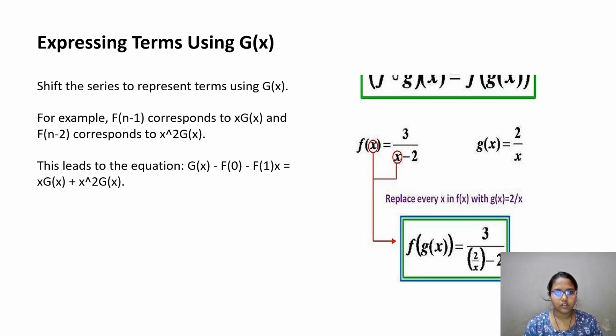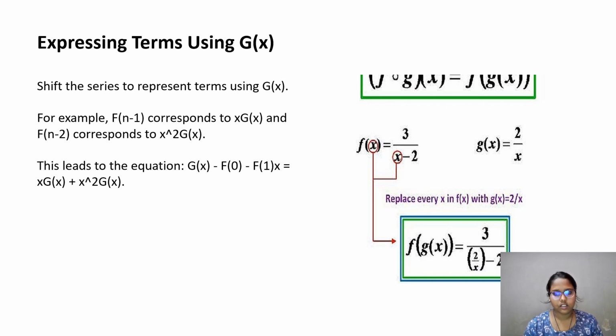Expressing terms using G of x. Shift the series to represent the terms using G of x. For example, F of n minus 1 corresponds to x G of x, and F of n minus 2 corresponds to x squared G of x. This leads to the equation G of x minus F of 0 minus F of 1 x is equal to x G of x plus x squared G of x.